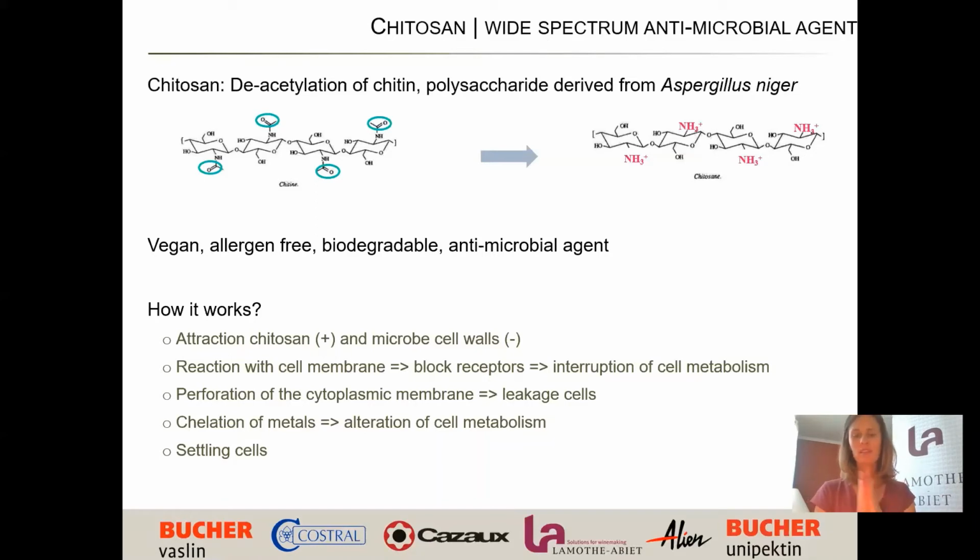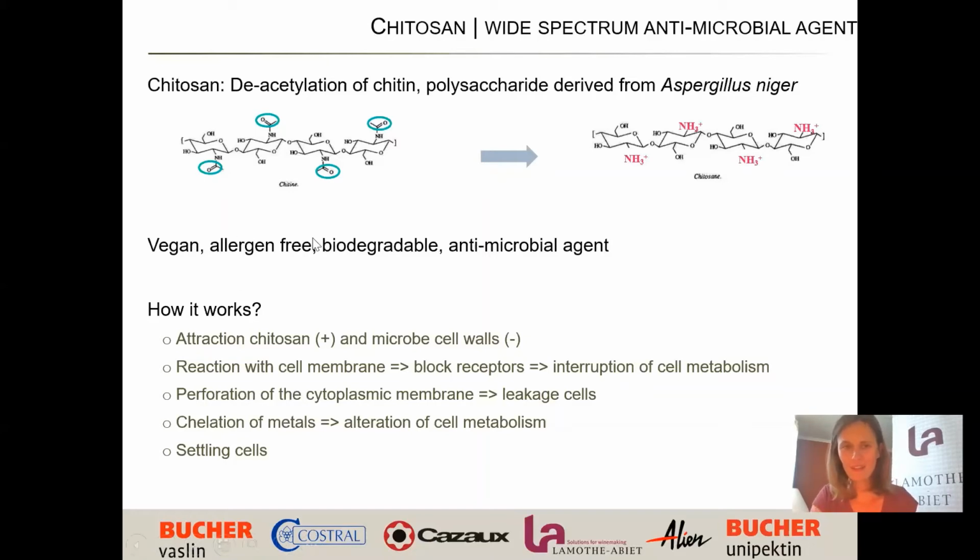At this moment, there is a reaction with the membrane. The chitosan is going to block the receptors of the membrane, which interrupts the cell metabolism. So the cell can't exchange with the outside, the cell can't bring food inside, so there is no more activity of the cell, no more life. This is going to lead to the death of the cell. But also the chitosan is going to perforate the cytoplasmic membrane, so the cell is going to leak.